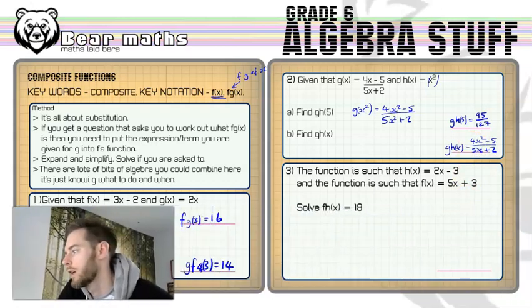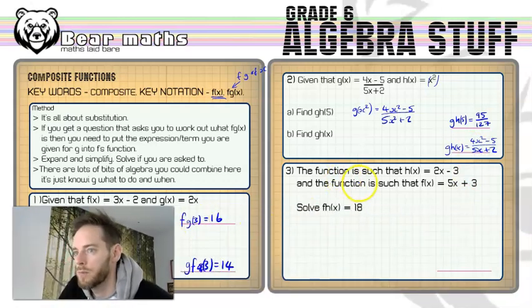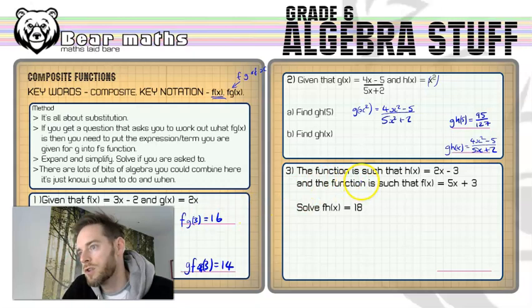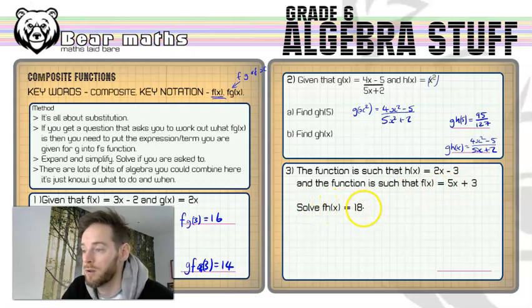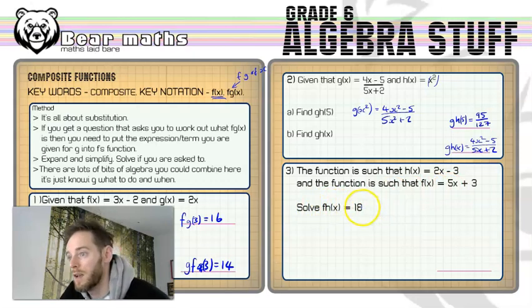Let's have a look at that third question. Always the most tricky one. Now the function is such that h of x is 2x minus 3, and the function is such that f of x is 5x plus 3. We've got to solve f(h) of x is equal to 18. It all just sounds so confusing, right? And I get that it's confusing, but it is just substitution. So let's just keep remembering that at the end of the day.